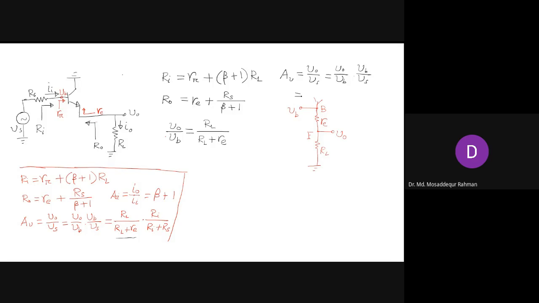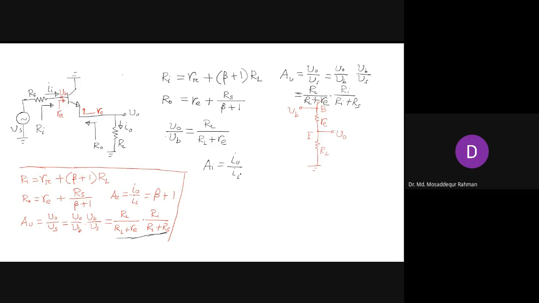Okay. So now if you substitute here, V naught by VB is RL divided by RL plus RE, and that times VB by VS is RI divided by RI plus RS. So that is what we have here, right? The total voltage gain expression, and finally the current gain, which is quite straightforward.